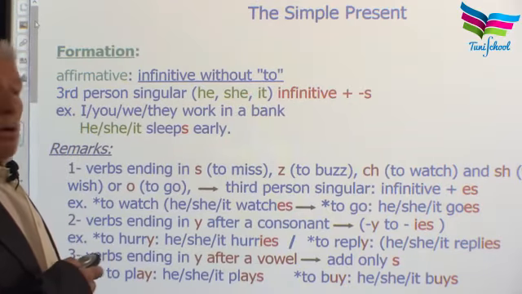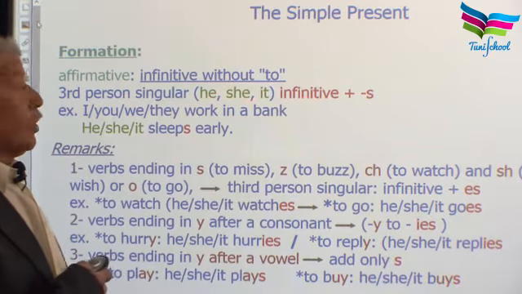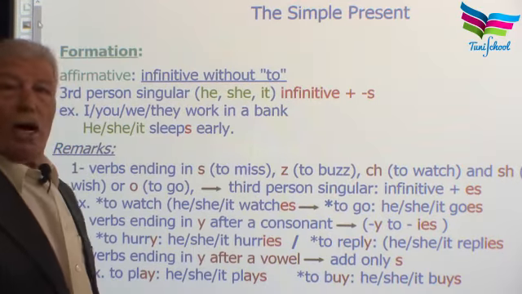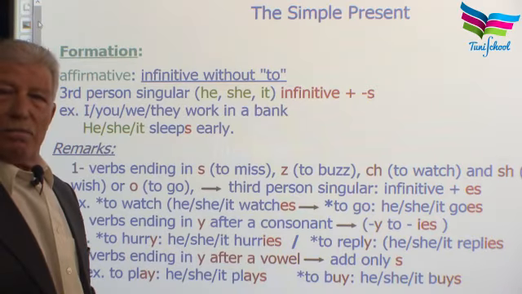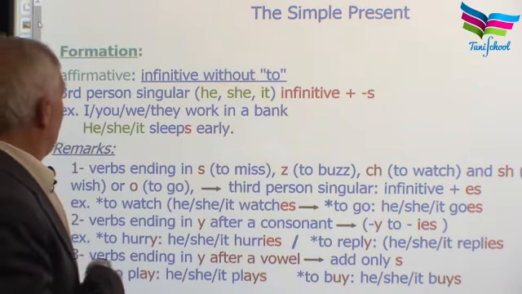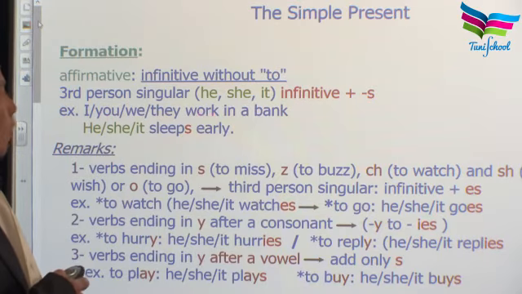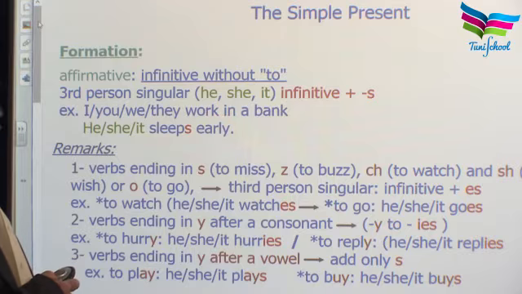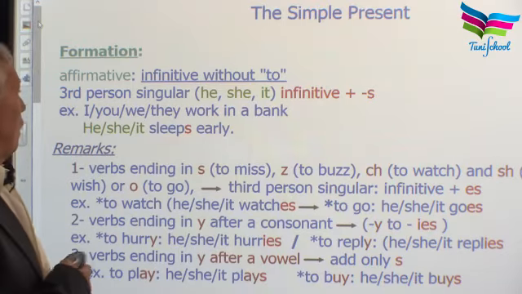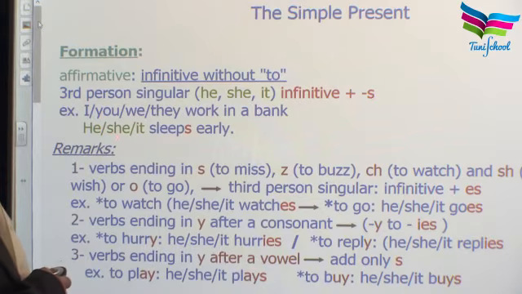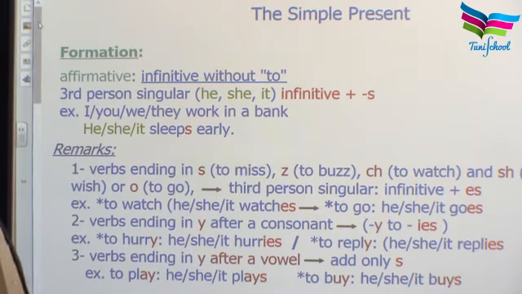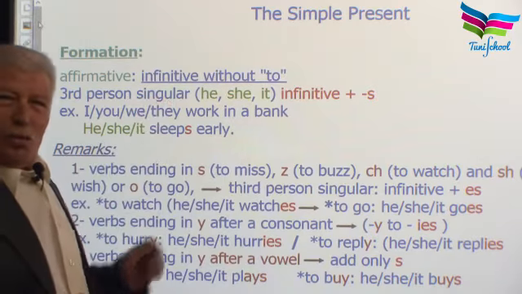For the third person singular pronouns, we add s. An s is added. Example, I, or you, or we, or they. With these four pronouns, we use only the verb: work in a bank. If you put he, she, or it, you add the s. He, she, it sleeps early. This is a general rule, of course.